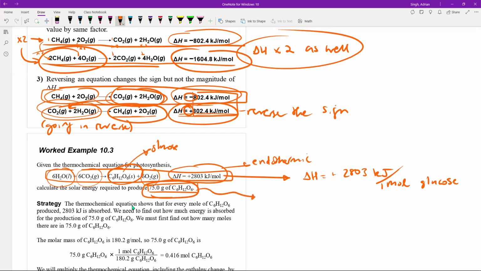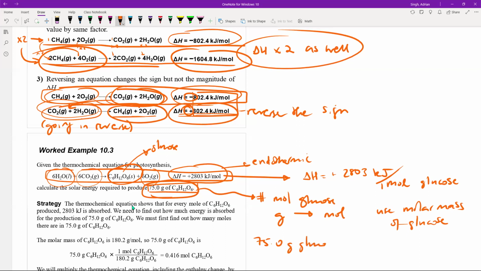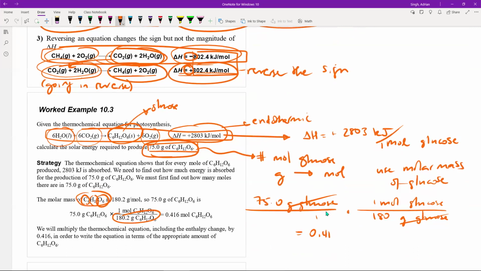So what I need to do is figure out the number of moles of glucose. I'm going to go from grams to moles. That's something we should know how to do at this point. So we're going to use the molar mass of glucose in order to do this. So I have my 75.0 grams of glucose, and for every 1 mole of glucose, I add together the 12 sixes is 72, plus 12 is 84, plus 96. That's going to give me about 180 grams of glucose for every mole. That's the molar mass. So the grams of glucose go away, and that's going to give me my moles of glucose, which would be 0.416 moles of glucose.